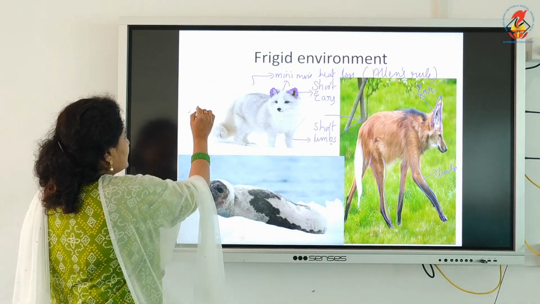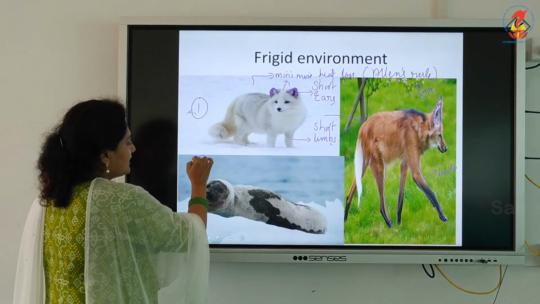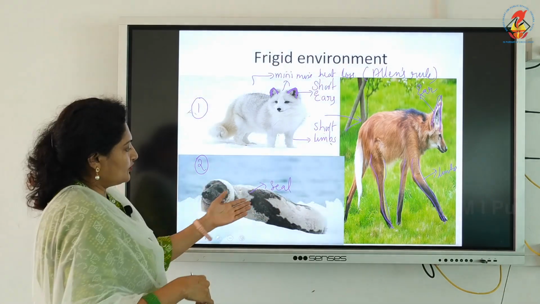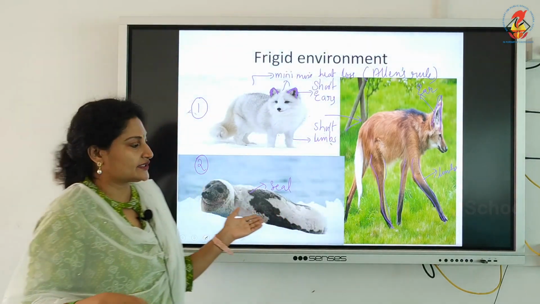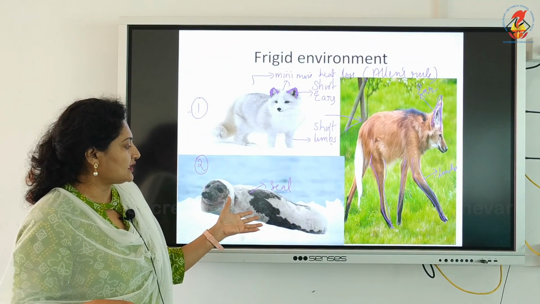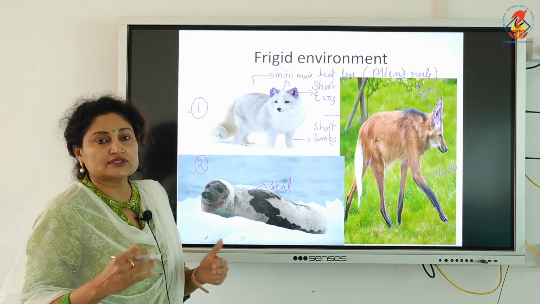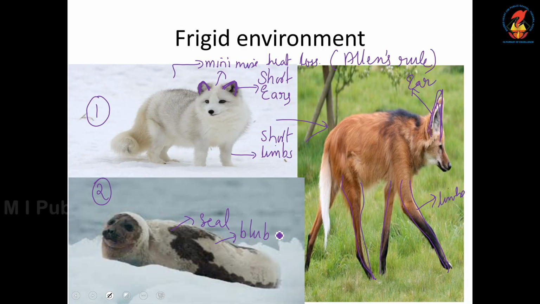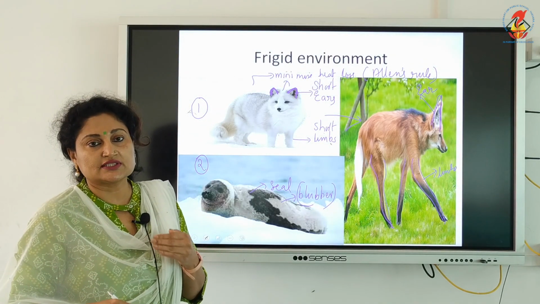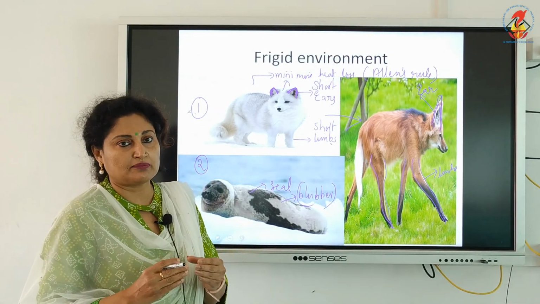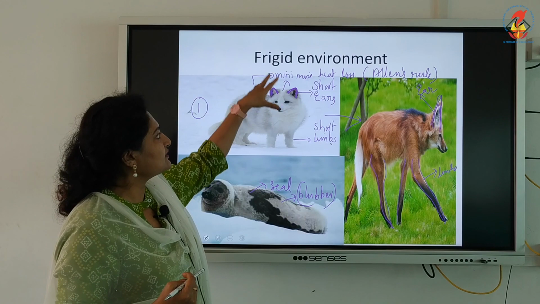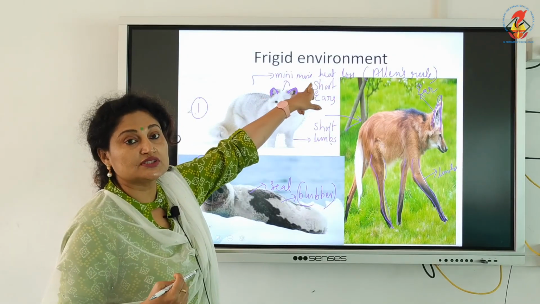Moving on to the next example of the frigid region, the seal. You see the seal in the lakes of Antarctica and the polar regions. These are able to survive because below the skin there is a layer of fat, known as the blubber, which serves as an insulator. It enables them to conserve the heat. Heat loss is minimized. The blubber holds the heat. It's just like a sweater. It gives insulation. So these are the two examples to indicate adaptations in the frigid environment.